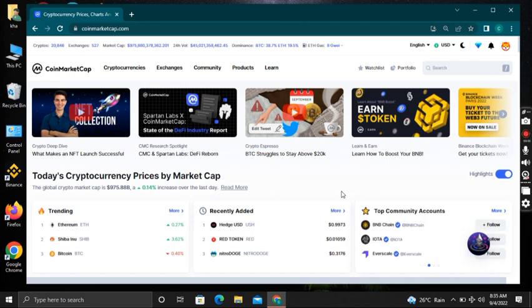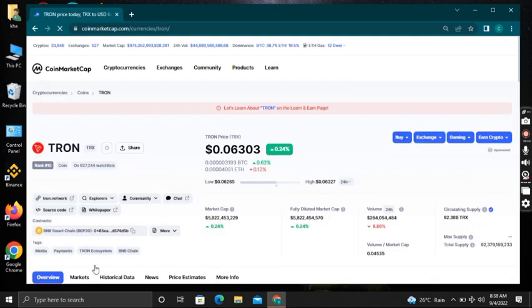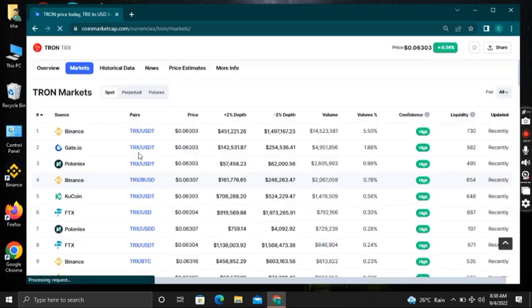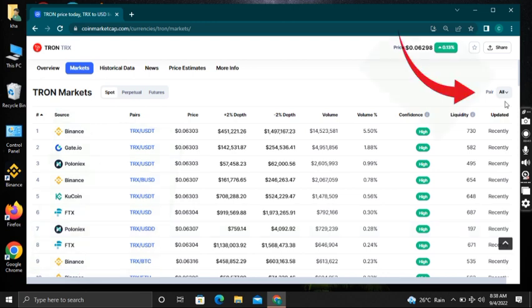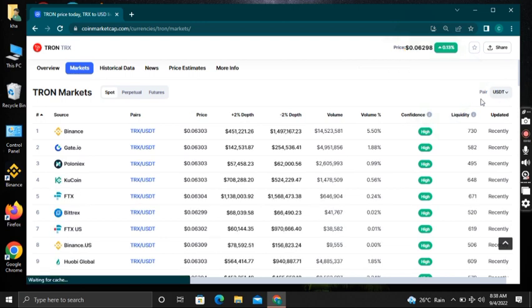So when you come to coinmarketcap.com, the very first thing you need to do is go to this search bar here. You search for Tron. So here we are. This is Tron. You scroll down and click on markets. If you look here, you have full data of the Tron markets. Here are the exchanges, Binance, Gate.io, and the rest of them. The very first thing you need to do here is go to pair and pair Tron with USDT.